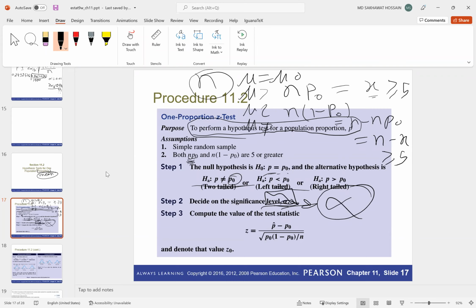So compute the value of the test statistic. So what is the test statistic? Z observed is equal to P hat minus P0 divided by the square root of P0 times (1 minus P0) over N. So this is the formula for calculating the test statistic, which is denoted by Z0 or Z observed.